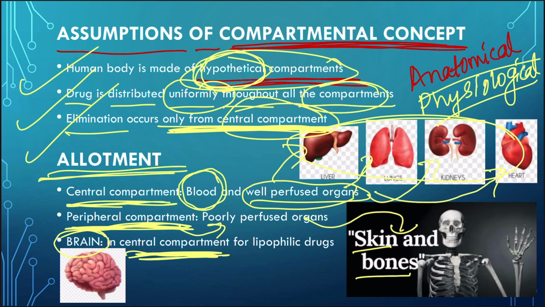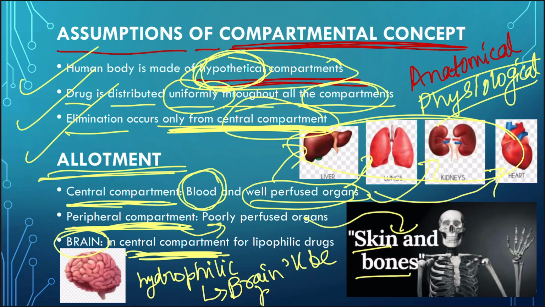But if the drug is hydrophilic, that is, it cannot cross the blood-brain barrier easily because it cannot pass through the biological membranes, then in that case the brain will be a part of the peripheral compartment. So this is the distribution of the organs and tissues into different compartments. With this, we are ending the compartmental model of pharmacokinetics.